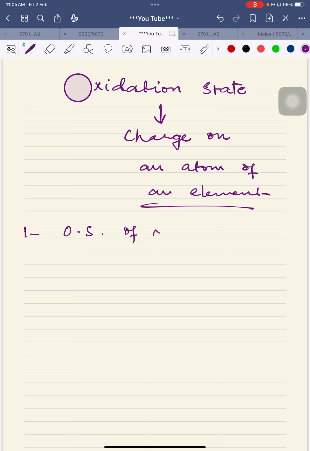Oxidation state of a free element is zero. Now the point is, what is a free element? A free element is an uncombined element. It is an element in its natural state, which is not part of any compound. We can call this a free element or an uncombined element.